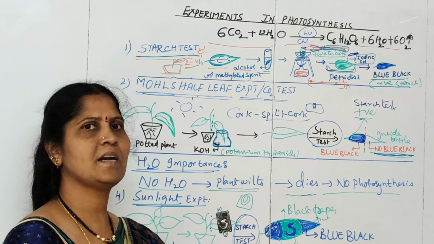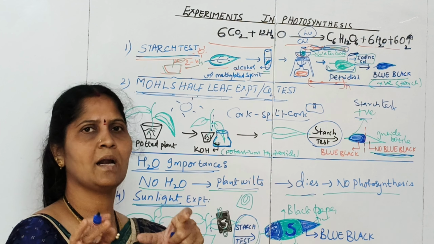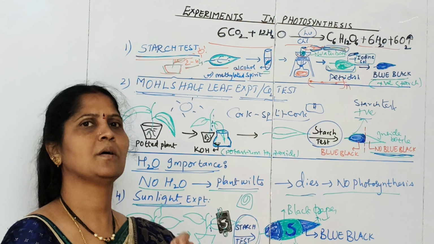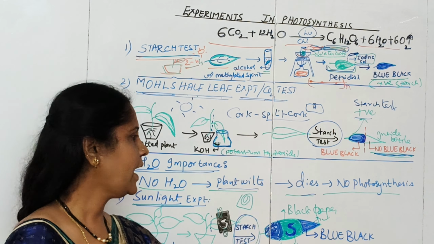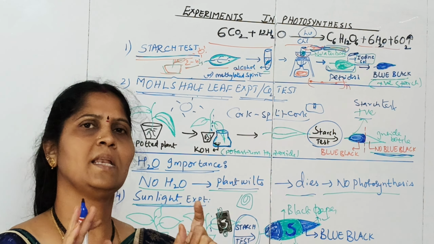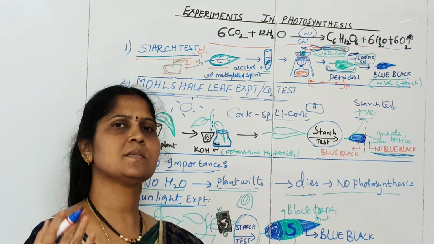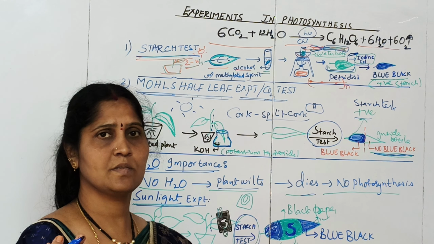So this indicates that when you block the sunlight in one particular part, there cannot be photosynthesis, and the end result after the starch test would be that portion remains green in color. So this is a simple test to indicate sunlight is essential for photosynthesis.